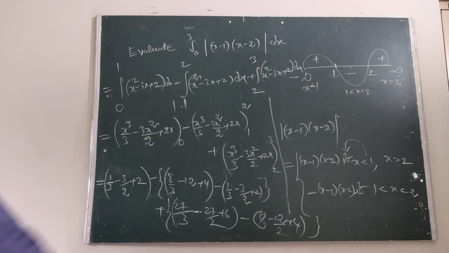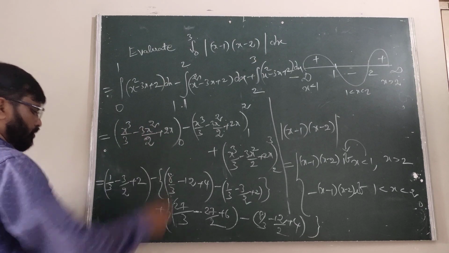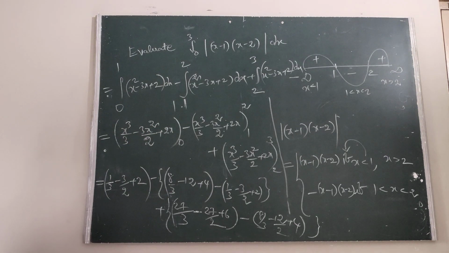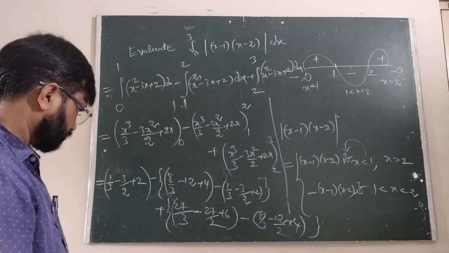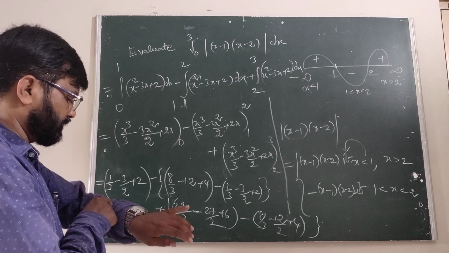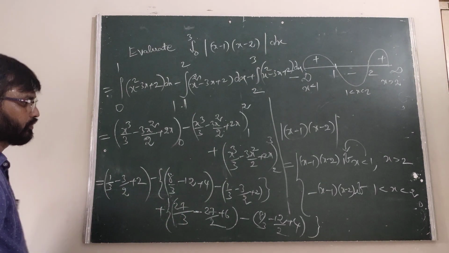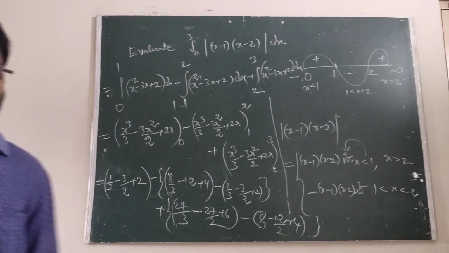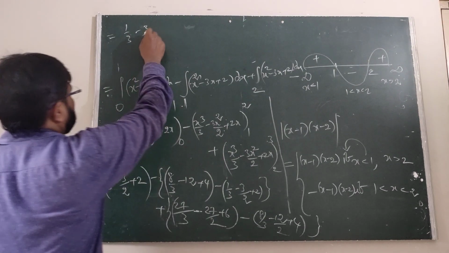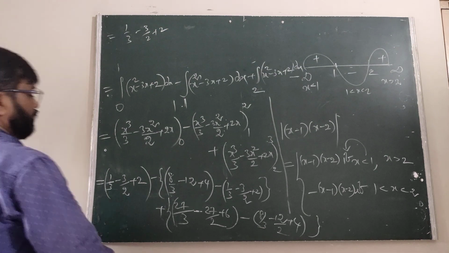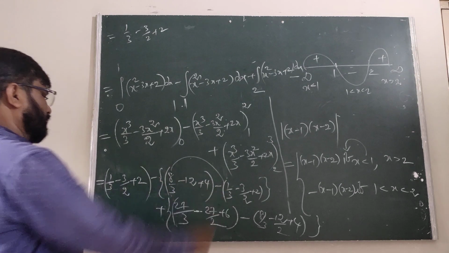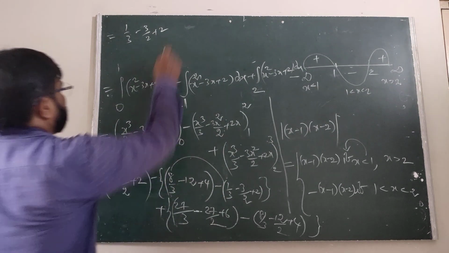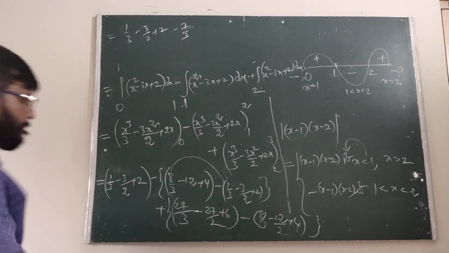After simplification, first you can put 1, after that 0 0 0. After the simplification we got 11 by 6. How to write this one? 11 by 6, because here, just wait, 1 by 3 minus 3 by 2 plus 2. Now this is 8 by 3 minus 1 by 3. 8 by 3 minus 1 by 3 is 7 by 3, with a minus there, minus of 7 by 3.